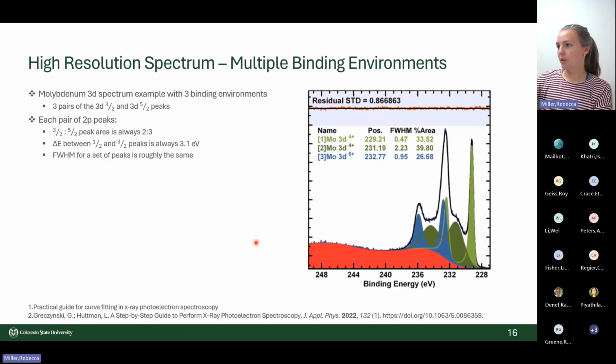I wanted to show you a more complex example where there are multiple binding environments for paired peaks. These are 3D molybdenum peaks. You can see the light green paired with a narrow peak width, the dark green with really wide peaks, and this blue set of paired peaks. These are three different binding environments, but you'll notice that they're all the same distance apart between the 3/2 and the 5/2 peaks, and the full width half max for the paired peaks are similar to one another, even though different binding environments might have different peak widths or peak shapes.